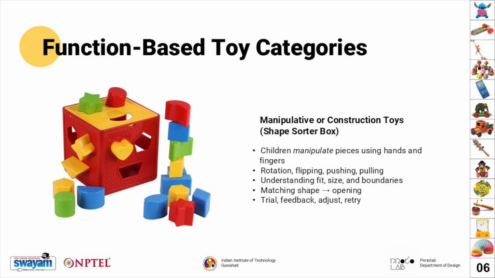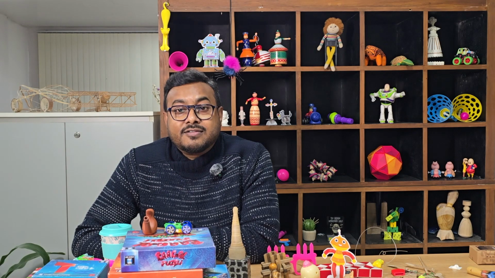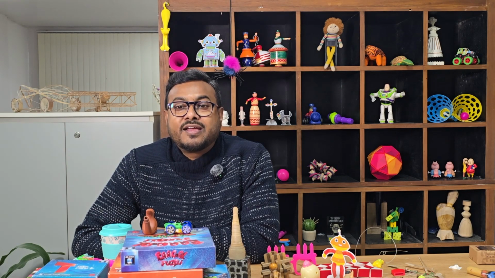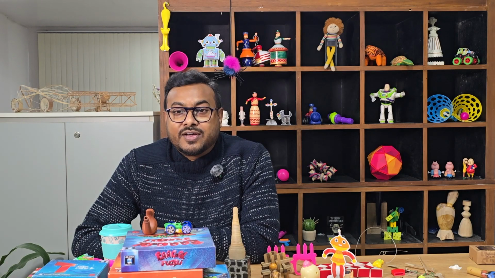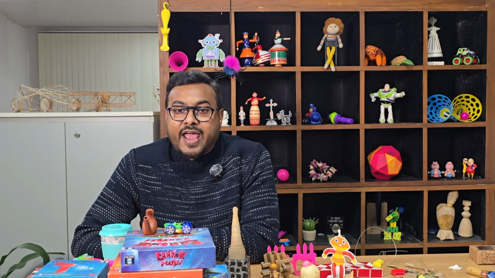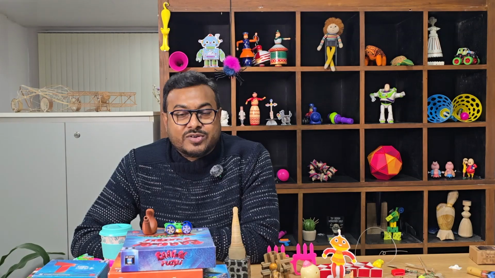If it fits, we achieve success. If it does not, we adjust the movement. This loop of try, adjust, try again is exactly what makes it a manipulative toy. The learning comes from the child physically exploring how objects work and how their own actions change the outcome.